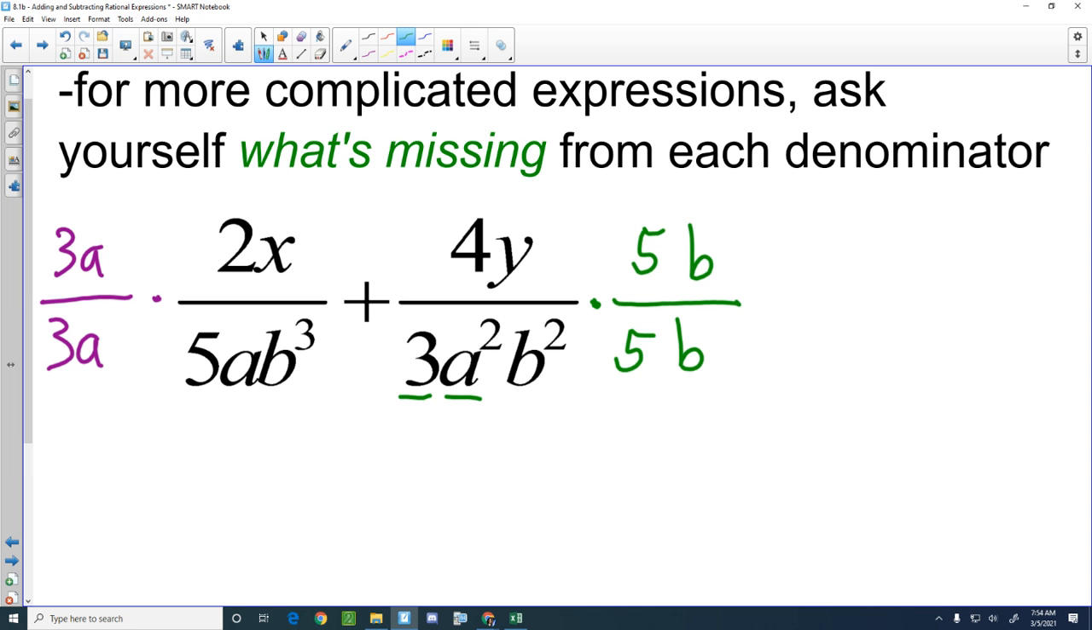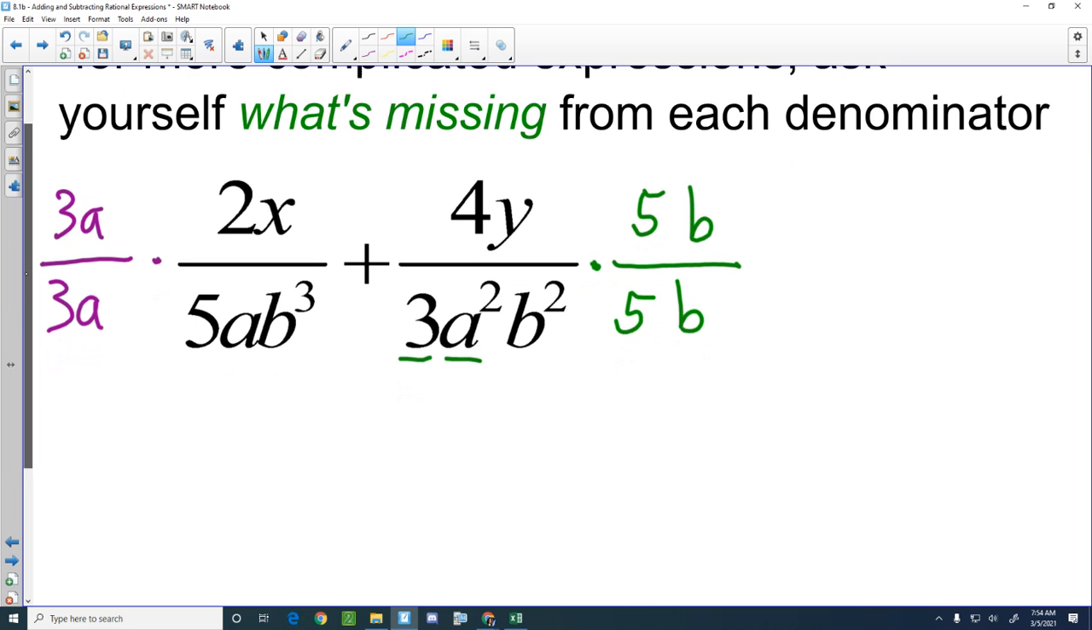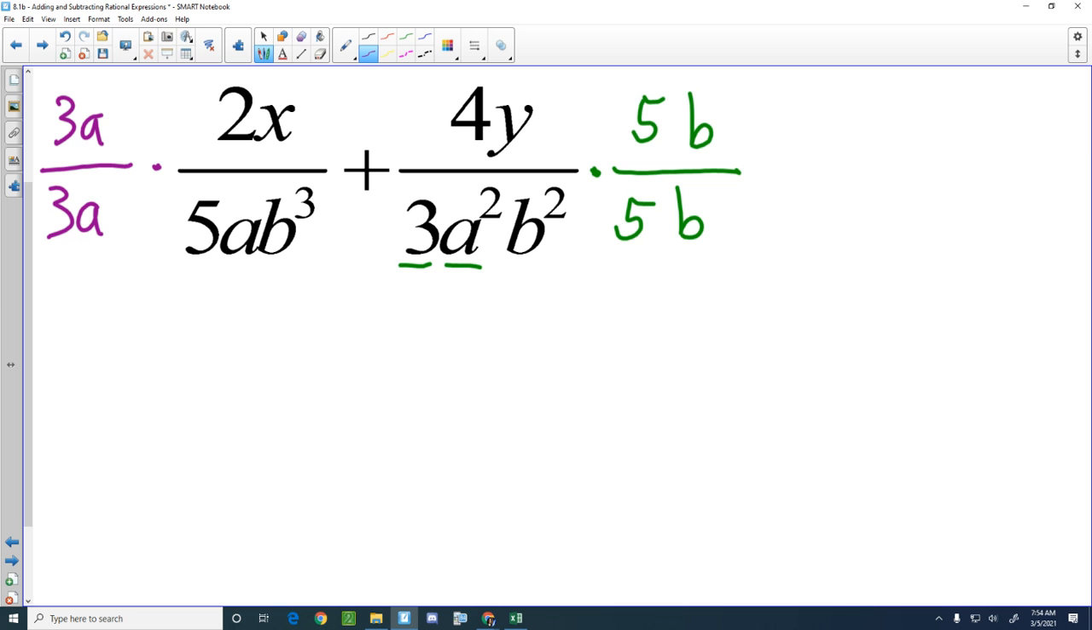Now we have two multiplication problems. Remember, those are the best, those are the easiest. Just multiply the tops together and the bottoms together. So when I multiply, I'm just working on the fraction on the left right now. 3a times 2x. We're going to multiply the coefficients together first, those numbers out in front. 3 times 2 is 6. And then when I multiply the variables together, a times x, you just write them right next to each other. A times x, that's just ax.